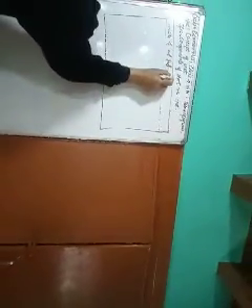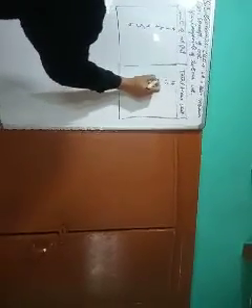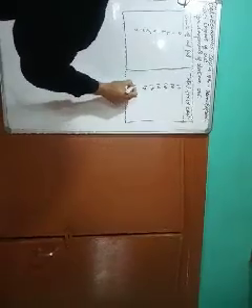I will show you on this table. In the first column, we will take units of output, and in the second column, total fixed cost. Under units of output, there is 0, 1, 2, 3, 4, 5, and 6. Total fixed cost is 10, 10, 10, 10, 10, 10, 10.